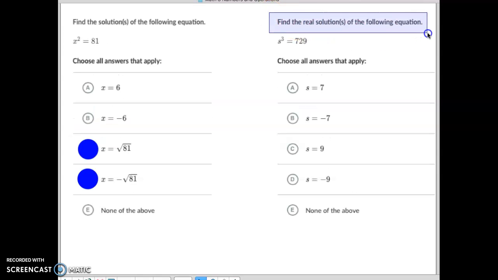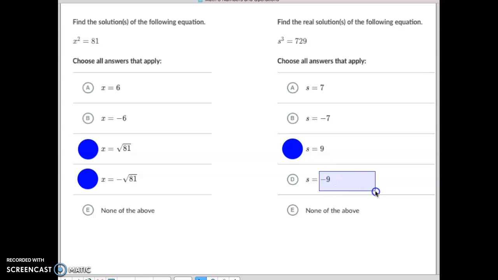Find the real solutions of this equation: s to the third power equals positive 729. Well, 7 times 7 times 7 is 343. Doesn't work, so we won't check that. -7 times -7 times -7 is -343. Doesn't work. 9 times 9 times 9 is 729, so that one could work. And -9 times -9 times -9, 3 negatives make a negative, so -729, that one does not work.